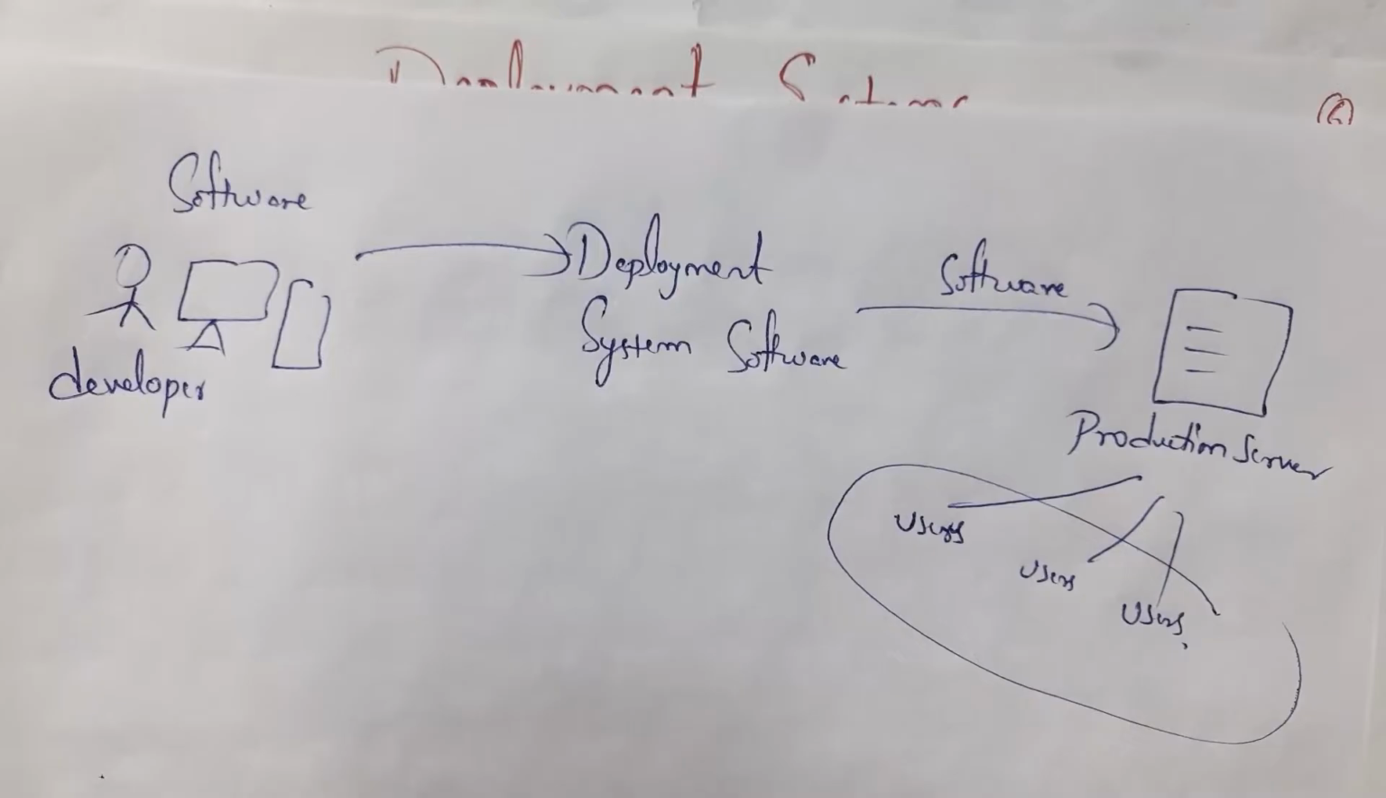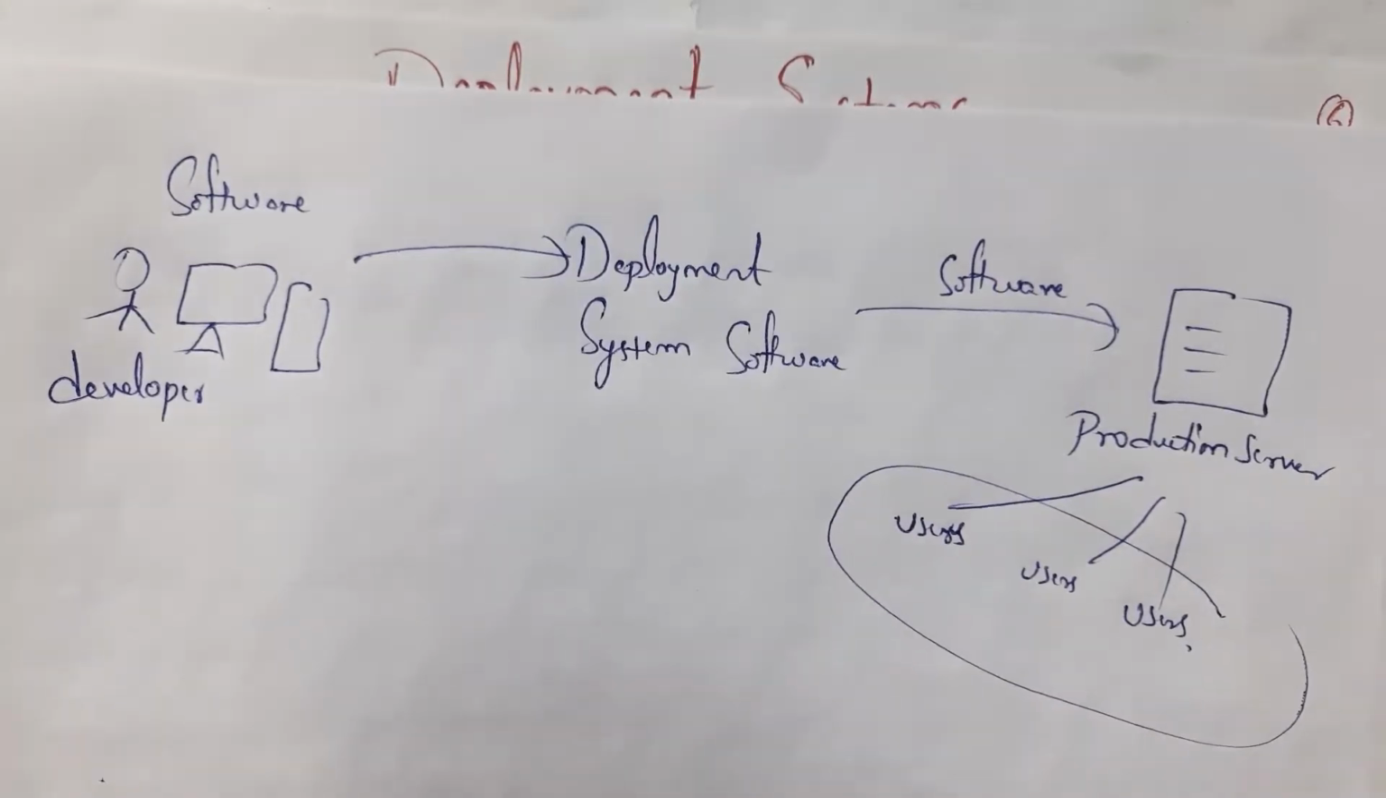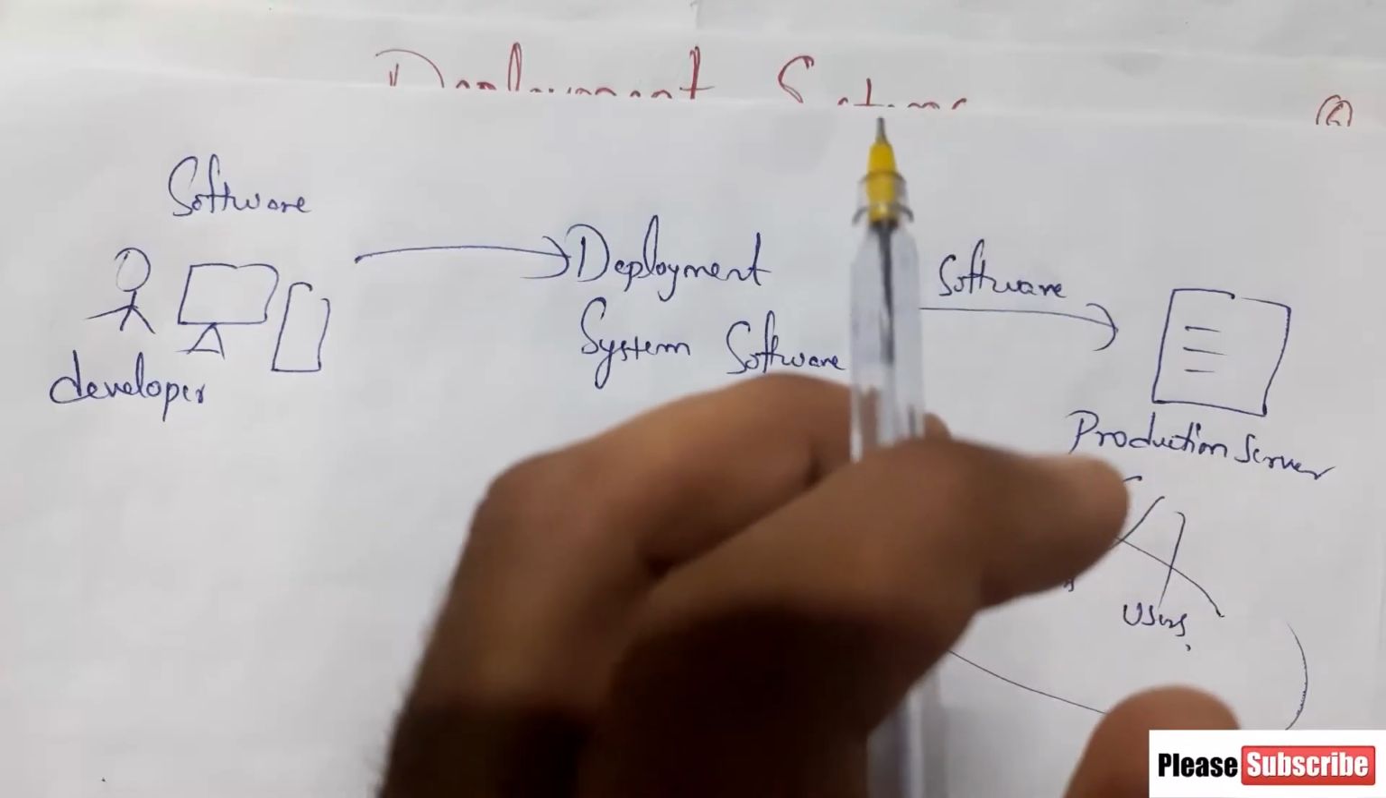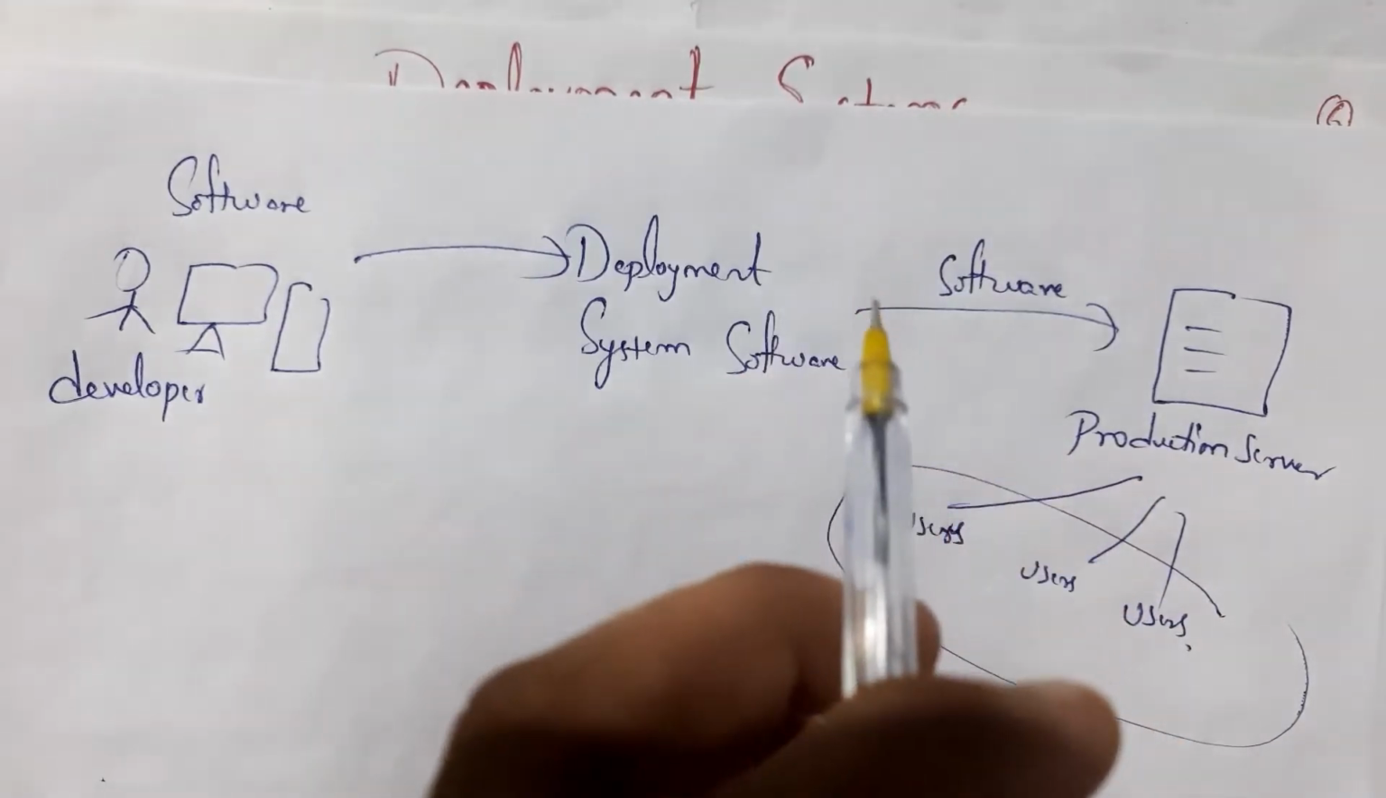For example, if you consider Facebook, all users can access the Facebook application because that Facebook application is present on production server. For example, if you consider the Amazon website, all users can access it because it is present on production server. So whenever you place your application on production server, all users can access that application.